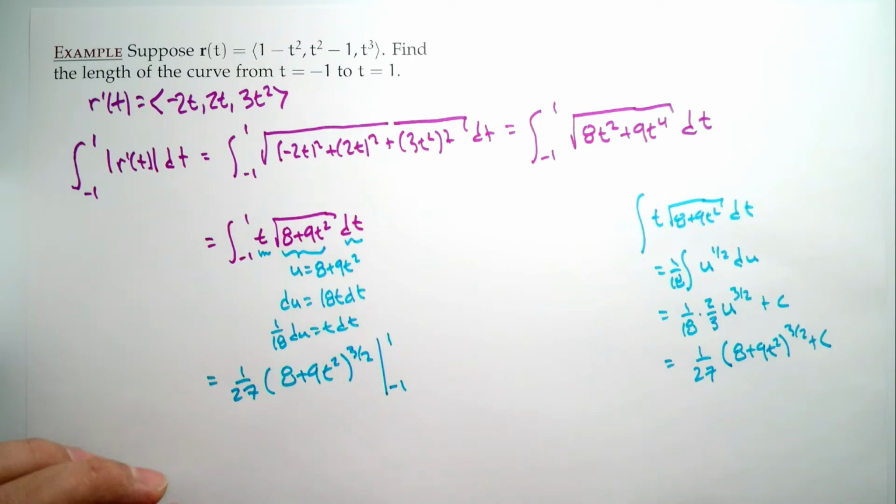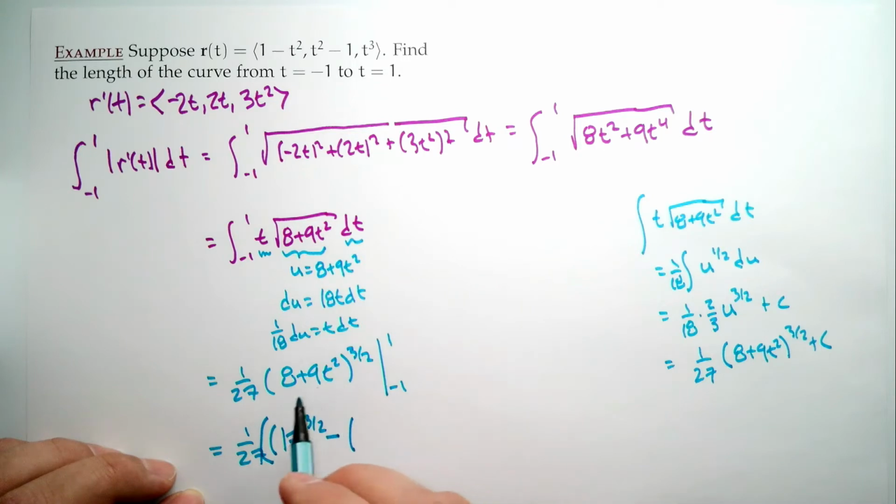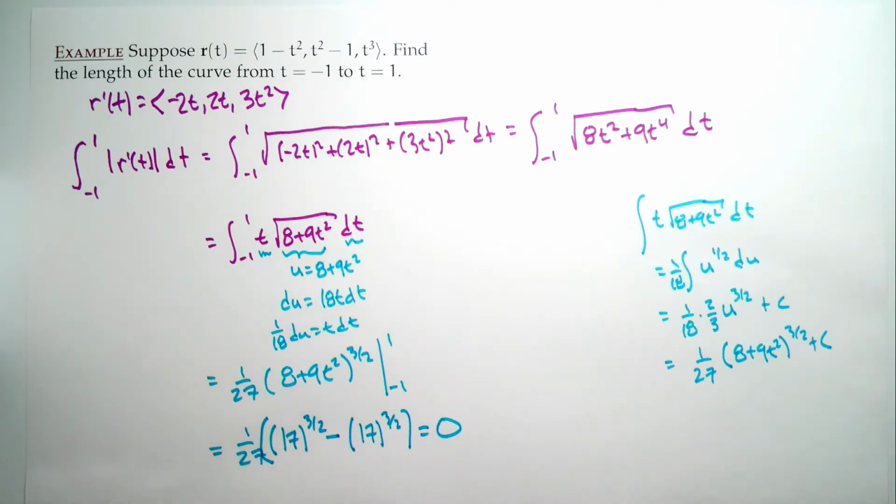All right, we're almost done. This is going to be a quick problem. Okay, 1 over 27, plug in 1. 8 plus 9, 17. We're going to have that to the 3/2 power. Then we're going to subtract, plug in -1. -1 squared, 1. 8 plus 9, 17 to the 3/2 power. 17 to the 3/2, subtract 17 to the 3/2, equals 0. All right. Well, maybe that's the answer.